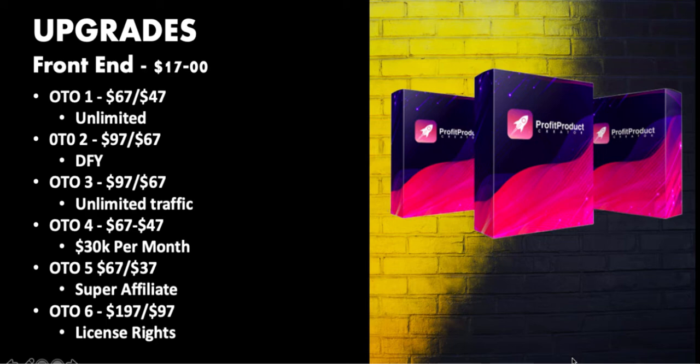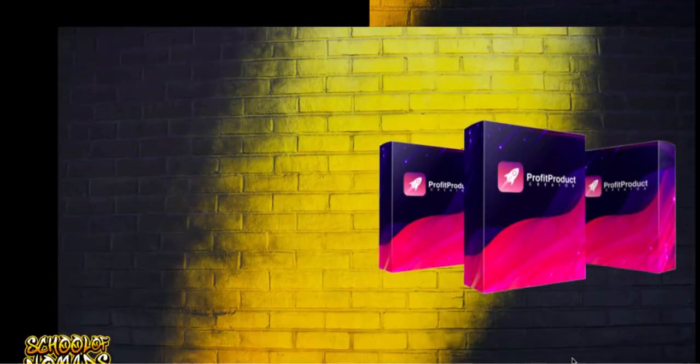They're all downsells. OTO 2 is those done for you products, $97 down to $67. OTO 3 is unlimited traffic, $97 down to $67. That's that Facebook pixel. OTO 4 is the training course, $67 down to $47, $30k per month. OTO 5, again, is another training course, super affiliate training course, $67 down to $37. And OTO 6 is the ability to sell this under your own license, $197 down to $97.